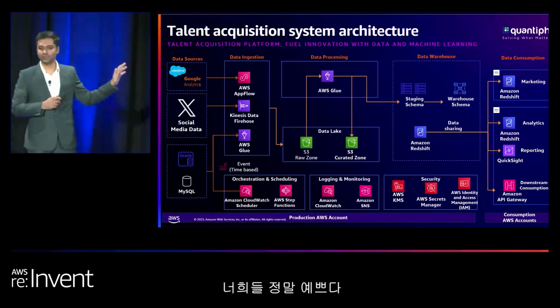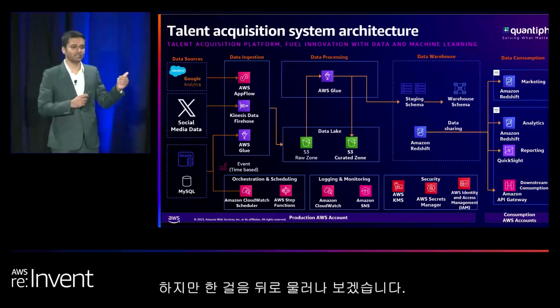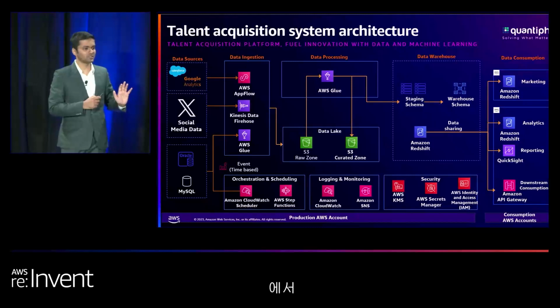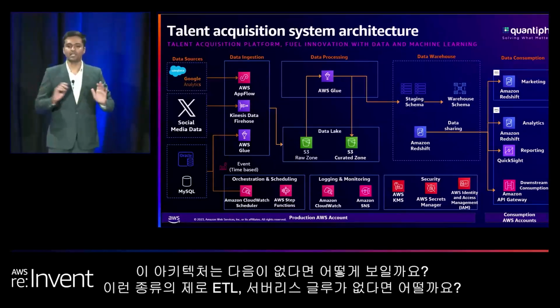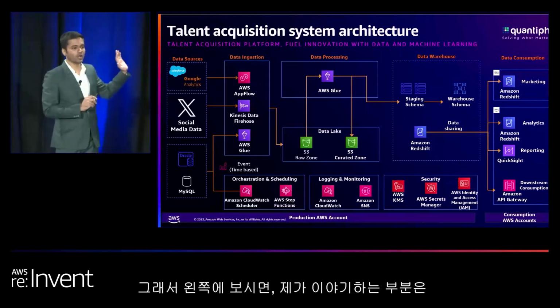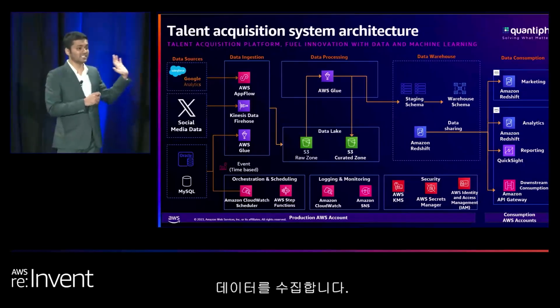I'm pretty sure you guys are pretty excited about this architecture. But let me take one step backward. Let's think about if we didn't have the offering from AWS. How would this architecture look if we didn't have all those kinds of zero-ETL, serverless Glue, and those kinds of things? If you see on the left, we have leveraged different connectors, like Airflow, Kinesis Data Firehose, and Glue to ingest the data.